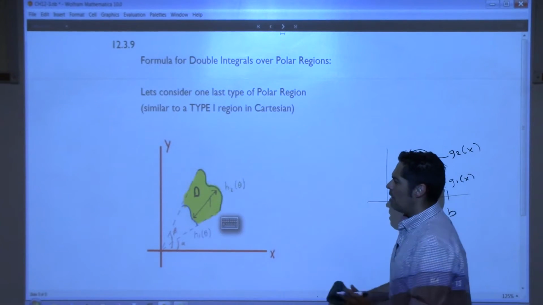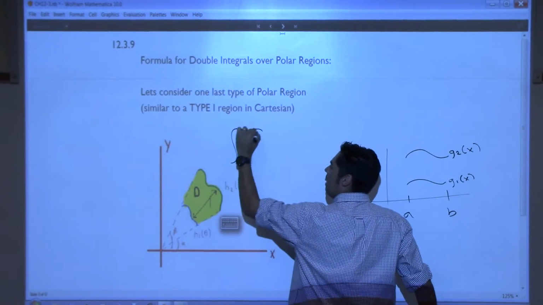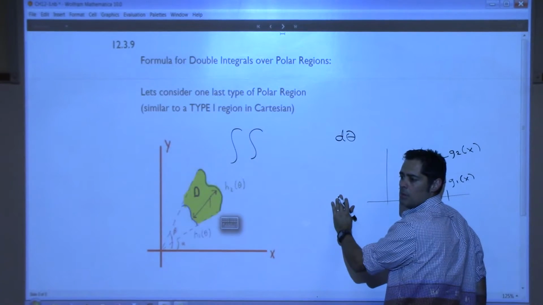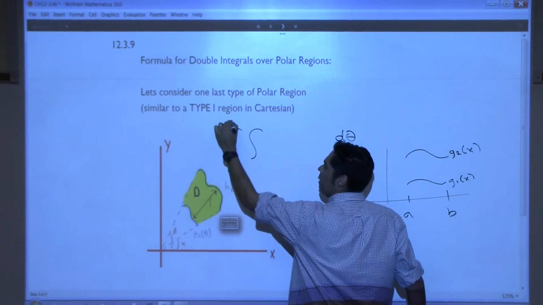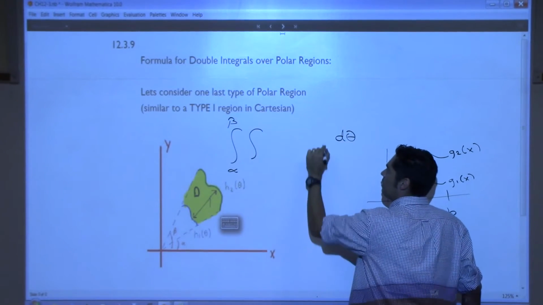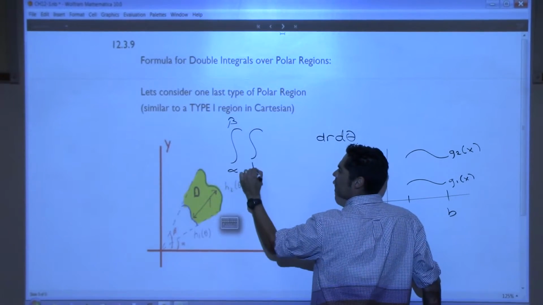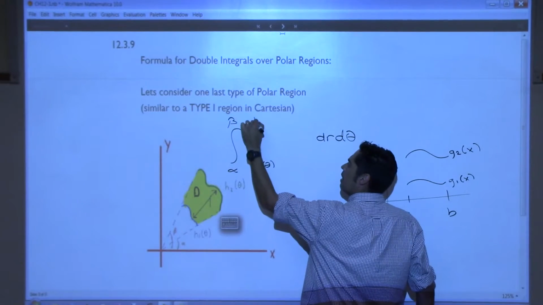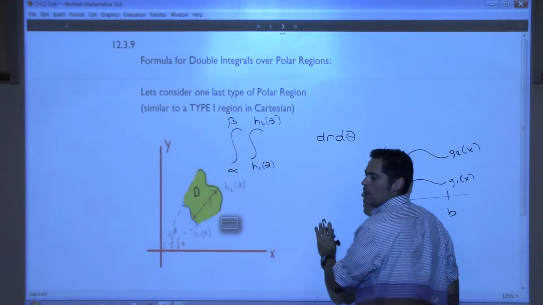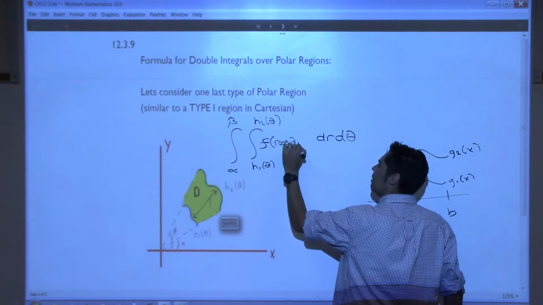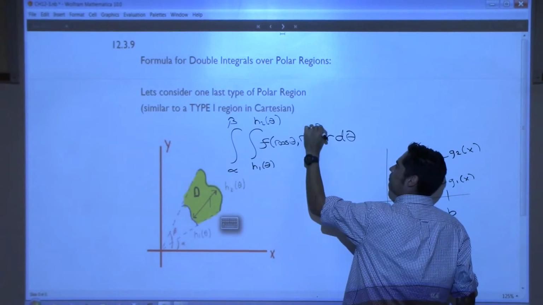If you have something like this, your outer limit of integration is going to have to be your d theta, because that's going to be stuck between alpha and beta. Then you're going to have dr. Your radius is stuck between two functions of theta, h1 theta, h2 theta. And then this in here, it doesn't change. F of r cosine theta, r sine theta.